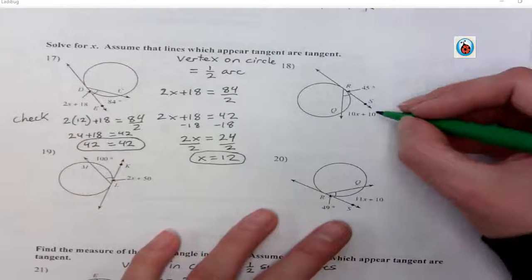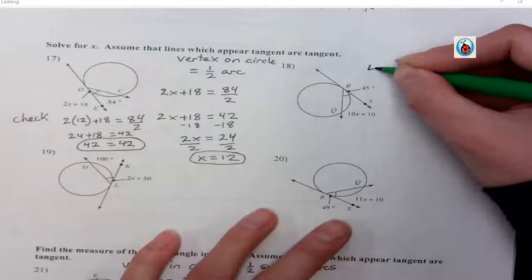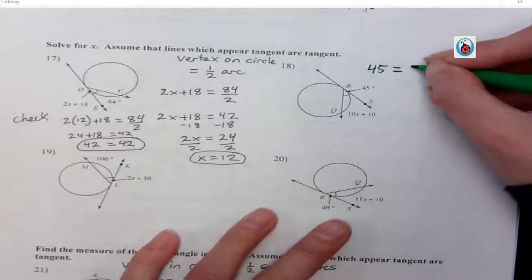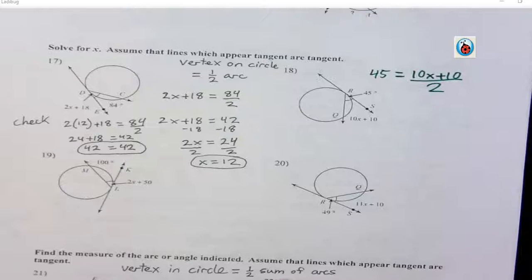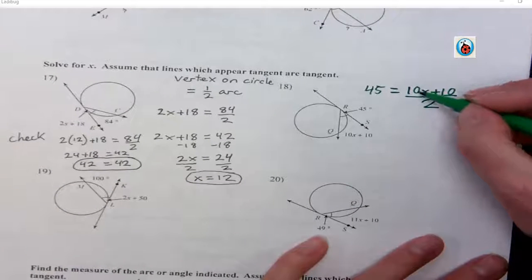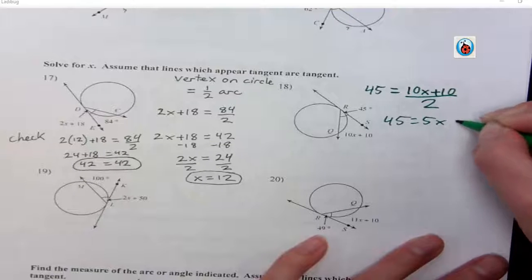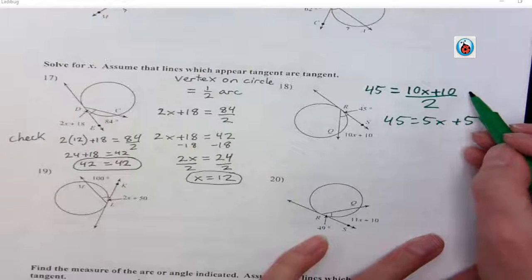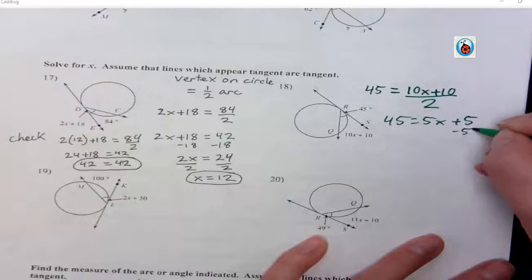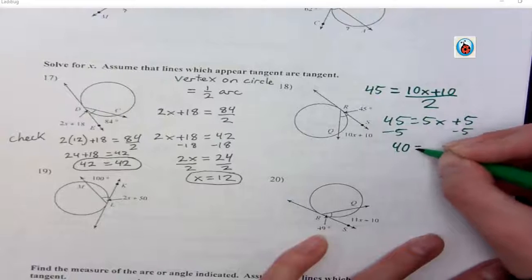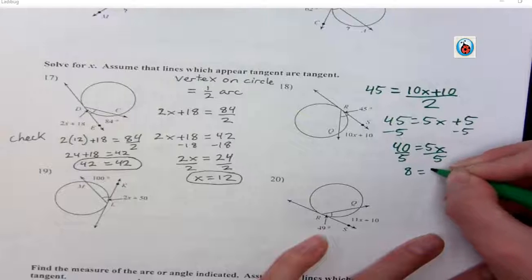Alright, on this one, though, this is where it doesn't always divide evenly. So now I have 45 equals 10x plus 10 divided by 2. And so this one actually does divide evenly, so I can go ahead and do 45 equals 5x plus 5. But if it doesn't, my first step would just be to multiply both sides by 2 and solve it out from there. But this is a nice, easy 40 equals 5x, divided by 5 to get 8 equals x.